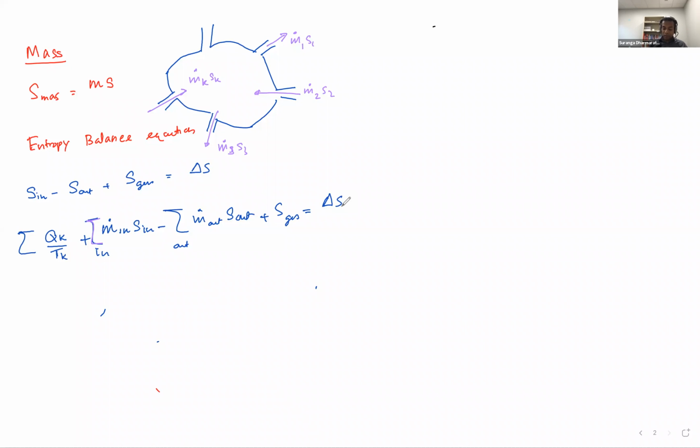Sorry, that should be the mass that comes in times entropy. You shouldn't put those rates in there. So bear in mind, these are specific entropies here, these are specific entropies, these are specific entropies here. But this is total entropy. When you multiply by mass, you get the total entropy.